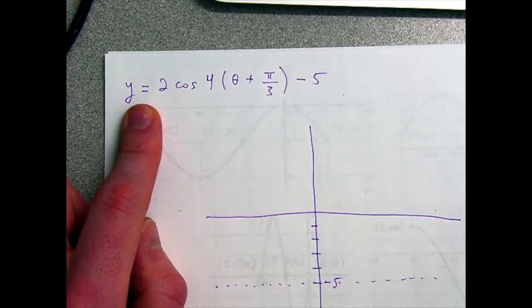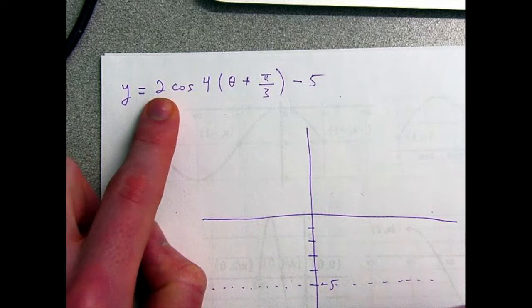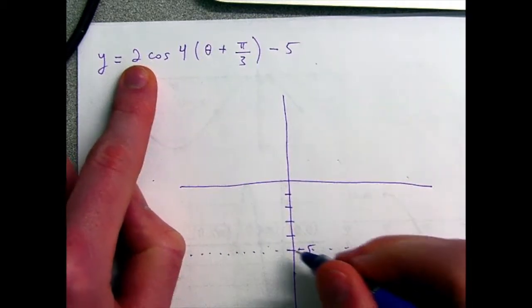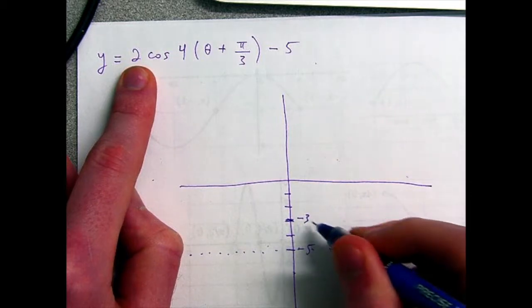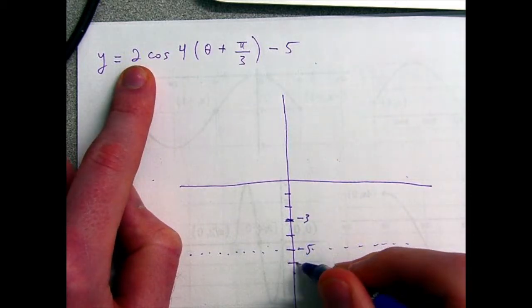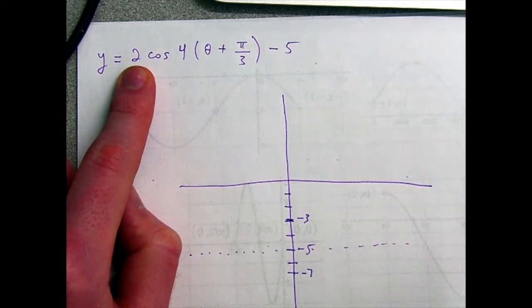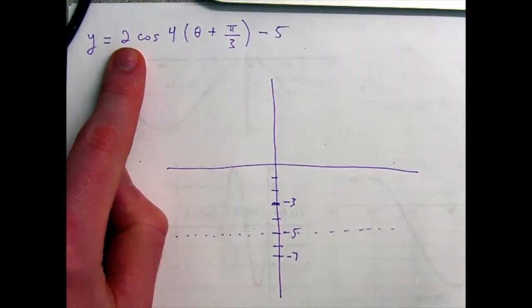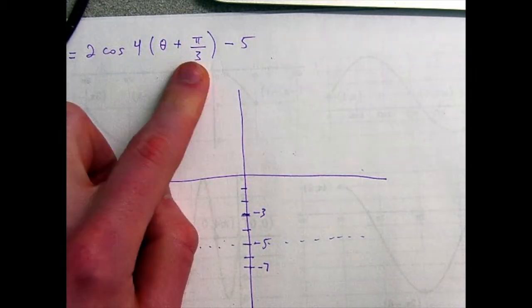Then I find the bounce numbers using the amplitude. The amplitude, of course, is 2 in this case. So if I start at the midline and go up by 2, that's my top bounce number. That's going to be -3. And if I go down by 2 units from the midline, that's going to give me my bottom bounce number, -7.